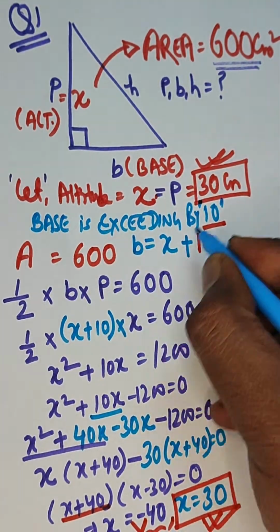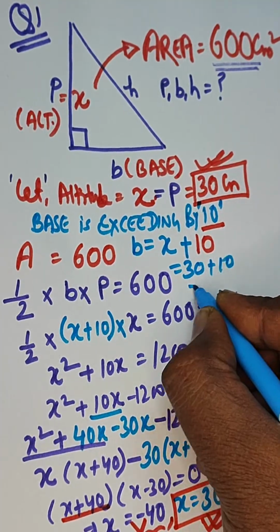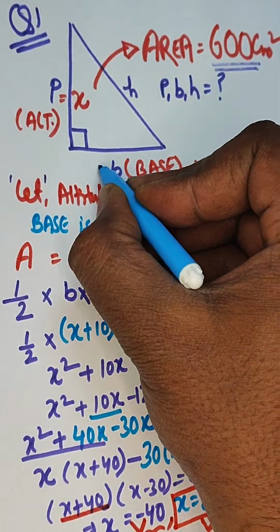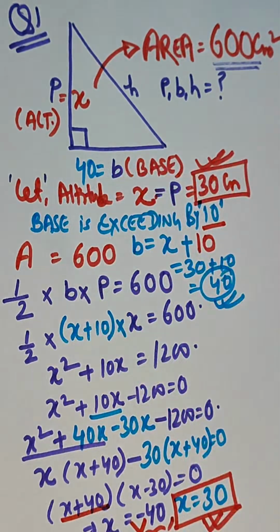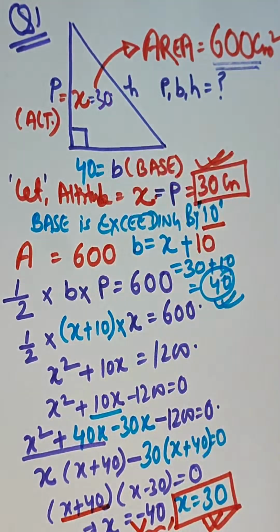If you know the value of x, put it over here. So x is 30, so 30 plus 10 is equal to 40. So my dear friends, the base is calculated as equal to 40 here, and the perpendicular is equal to 30, which we have already done. Now what is the dimension of the hypotenuse?